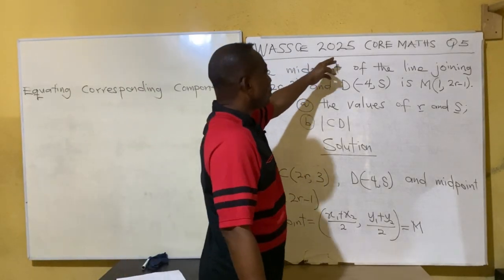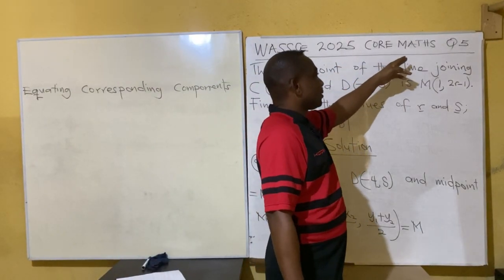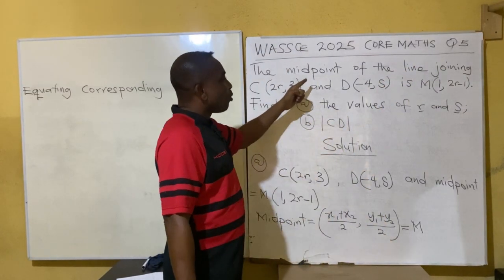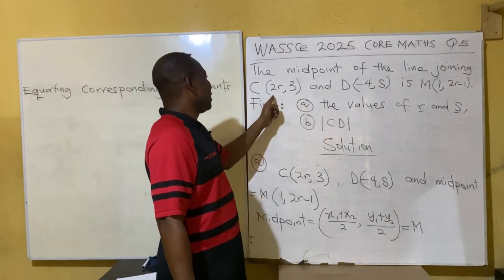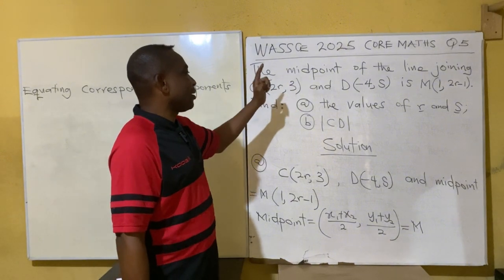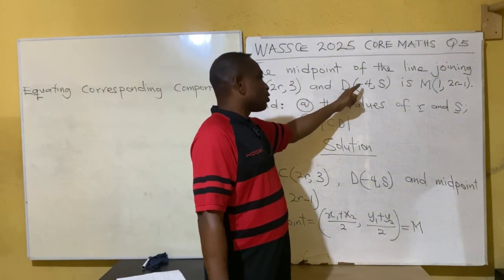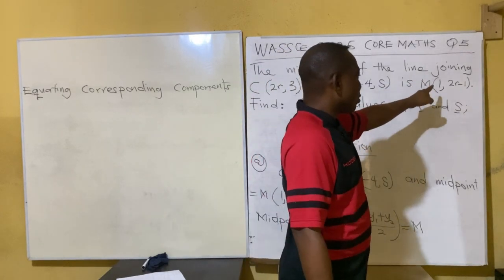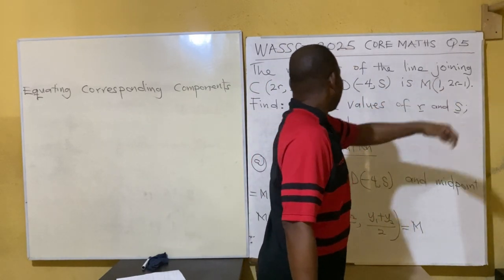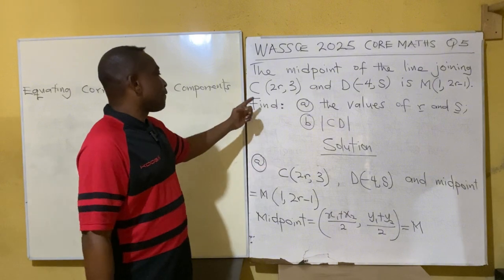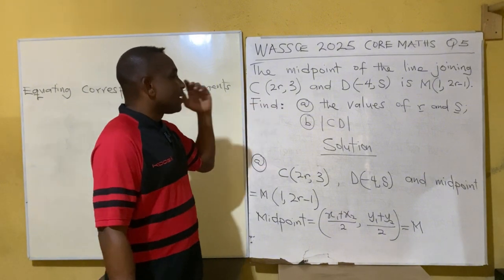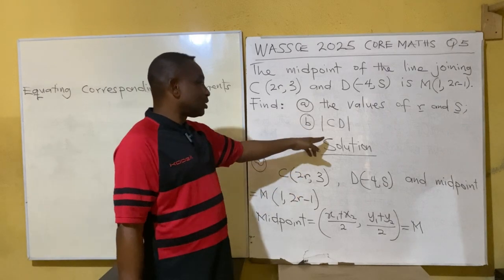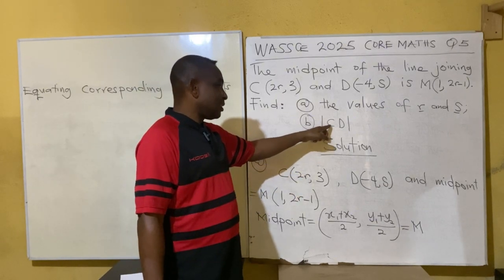WASSCE 2025, Core Maths. Question number 5. The midpoint of the line joining C(r, 3) and D(-4, s) is M, that is (1, 2r - 1). Find A, the values of r and s. B, the magnitude of CD.